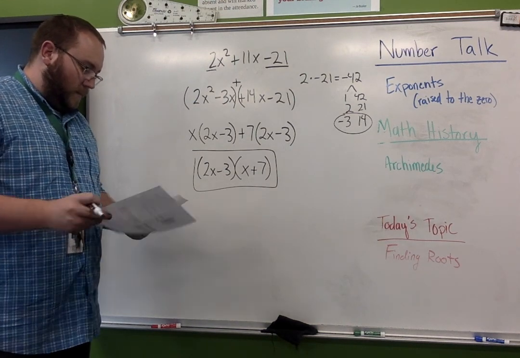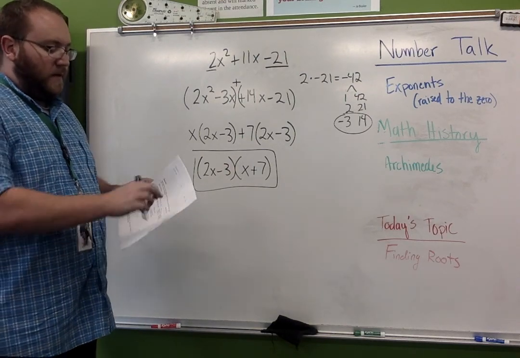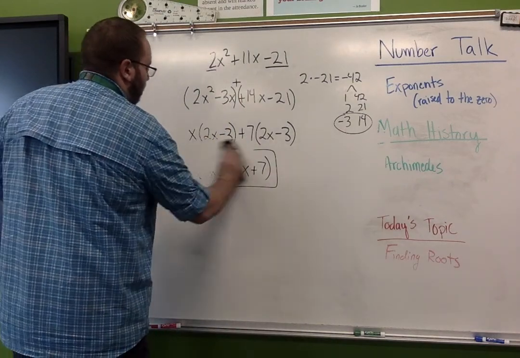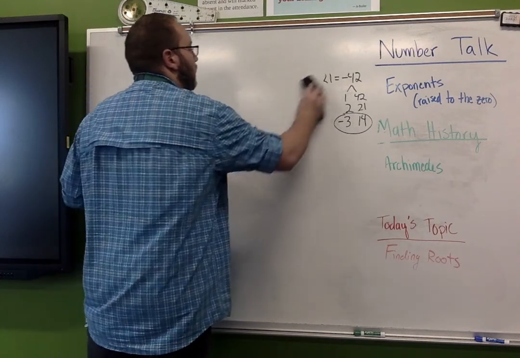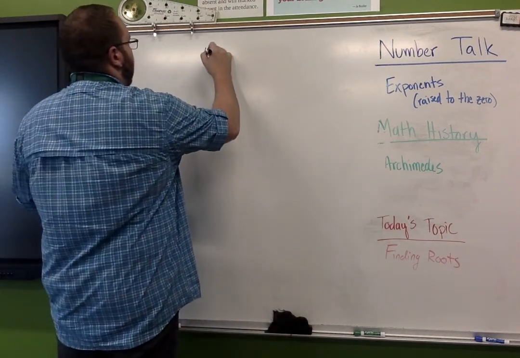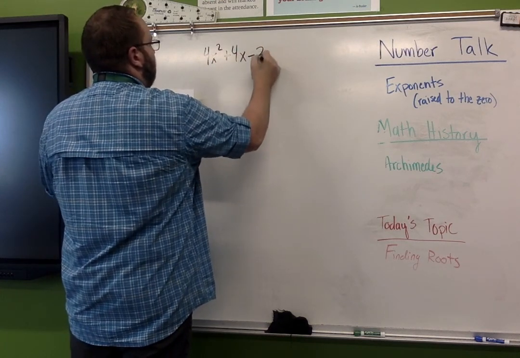All right, on to page 3. I have some practice here. We have 3 of them that we can practice. So I'll do those with you. Let's see, 4x squared plus 4x minus 35.